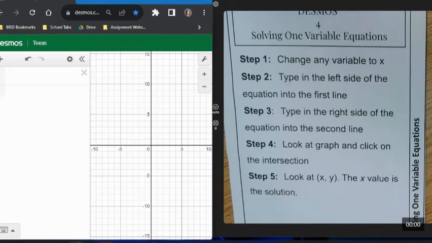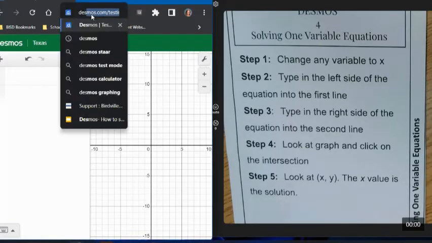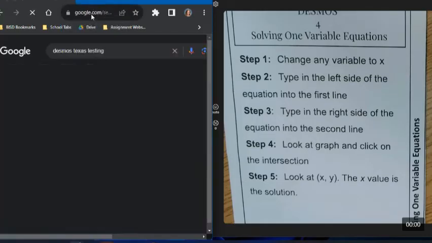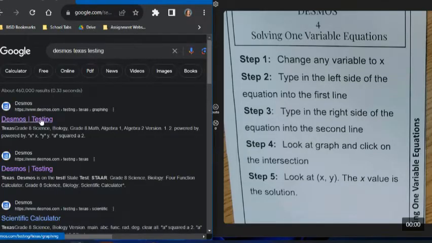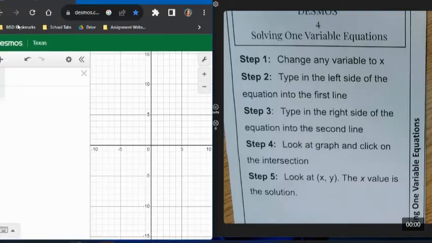Let's go ahead and look at our Desmos notes for today. We are going to use Desmos, which is a computer application that you can use on your STAAR test and in class. You can go through Canvas, where there's a link for Desmos, or in your search bar, you can type Desmos Texas testing.